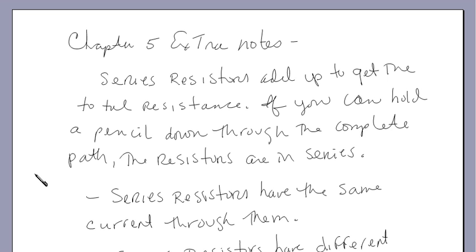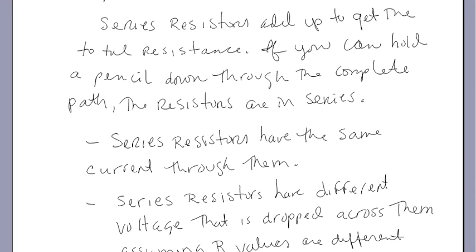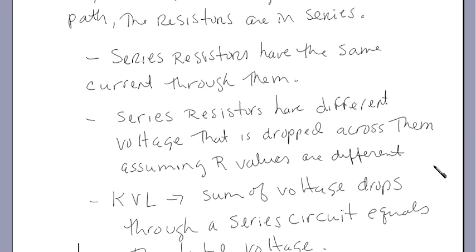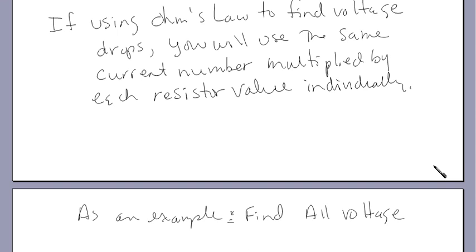If you can hold the pencil down through the complete path, the resistors are in series. Series resistors have the same current through them. Series resistors have different voltage that is dropped across them, assuming the resistor values are different.